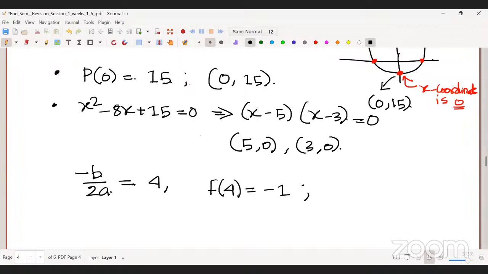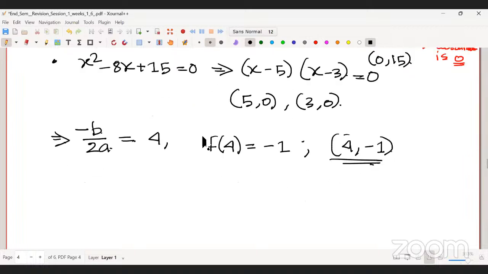So from here you can say that this is the vertex. Then what will be the axis of symmetry? x is equal to 4. Correct. So this line x equal to 4 is precisely your axis of symmetry, right?